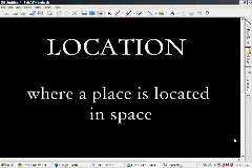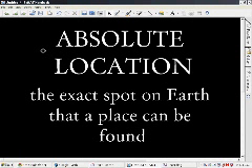First, what we need to talk about is the definition of location. Location is where a place is located in space, as you can see on the screen. There are two parts of location, though. There are two ways that we use to describe location. The first one that we will talk about is absolute location. The absolute location is the exact spot on Earth that a place can be found.